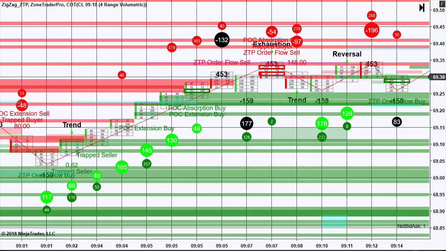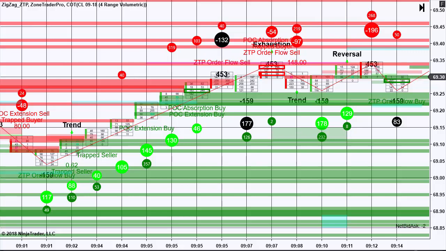What we're going to be using to identify these trades are the ZoneTraderPro extension zones and a new feature, which is the delta strength indicator. The delta strength indicator is not the delta of the bar. It's this number, 132, 177. And what it does is it gives me an idea intra-bar how strong the delta is.